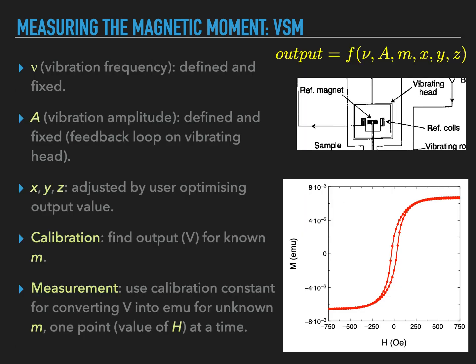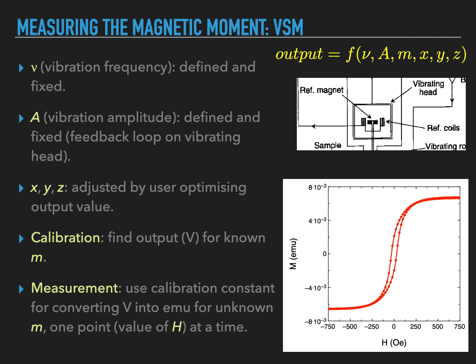So to sum up, the vibrating head is responsible for keeping the frequency and the amplitude of vibration constant over time. The user is responsible for adjusting the position of the sample along the X, Y, and Z directions according to the rules that we discussed a few moments ago.